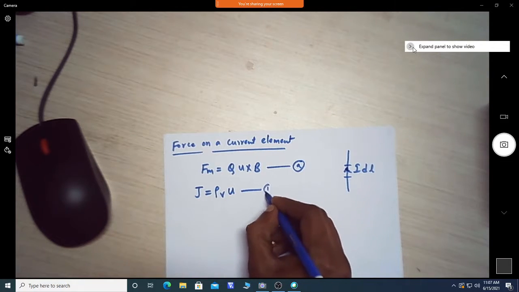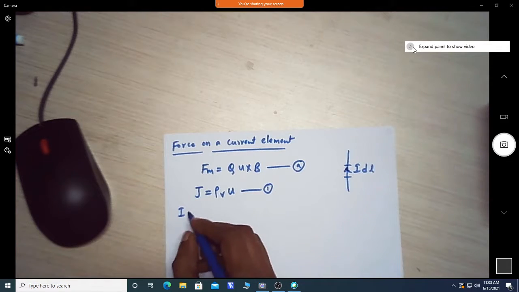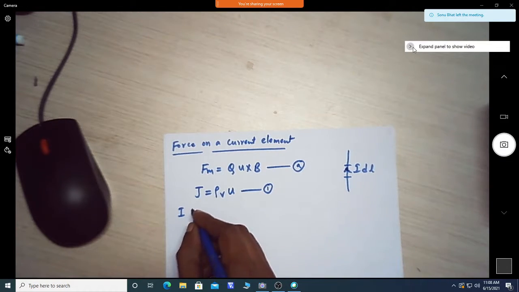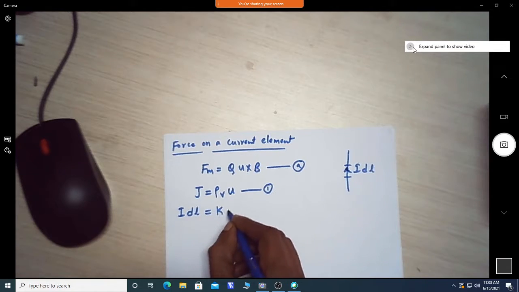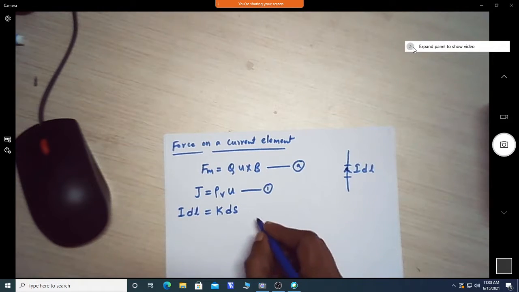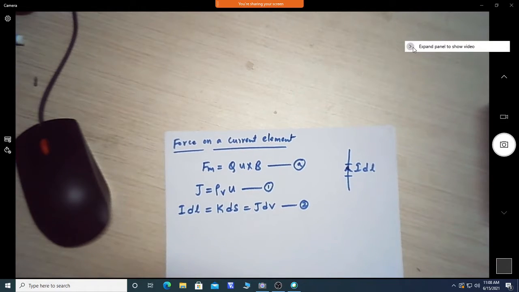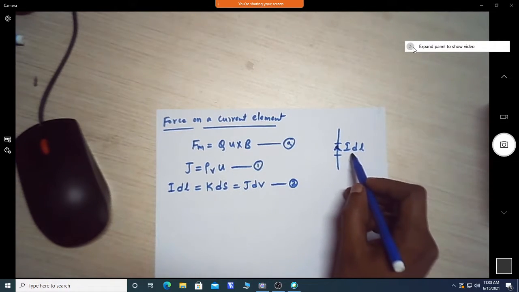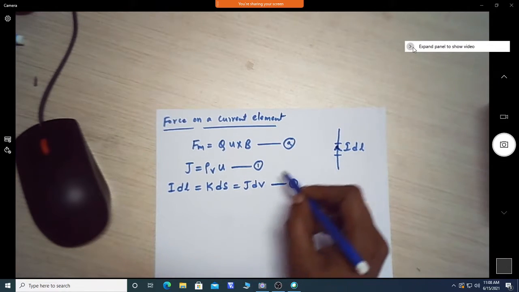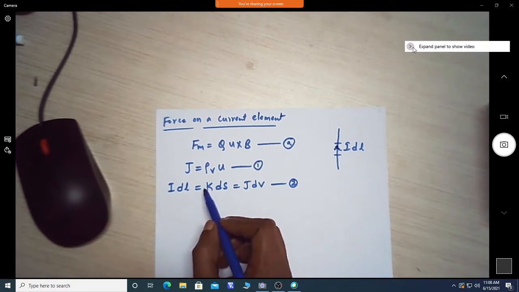Okay, let us take this equation as number 1. And we have a different current distribution equation, that is, for the current-carrying conductor which has I dl, and also the surface current, where we have the current distribution on the surface, and also the volume current. Okay, so this we have known from the earlier current distribution equations. So let us take this equation as 2. In order to find the force on this current element, we will combine equations 1 and 2, so that we are able to get the equation for I dl.